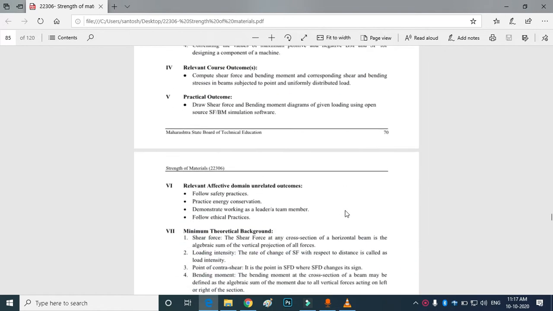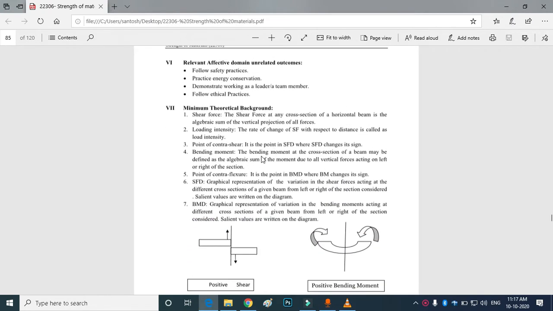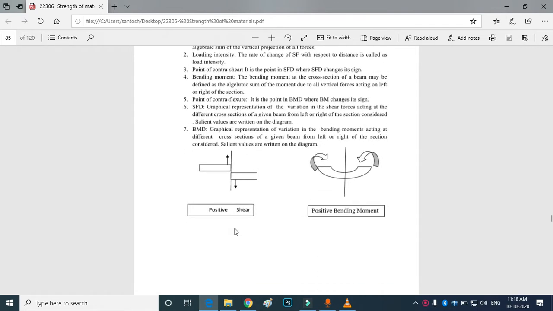So in this particular practical, what minimum theoretical background you need to know: what is shear force, what is load intensity, what is point of contra shear, what is bending moment, what is point of contraflexure, what is SFD and BMD. All these 7 points we have completed in our theory part. So if any doubt regarding this part is there, please go back and watch that theory part of this particular point.